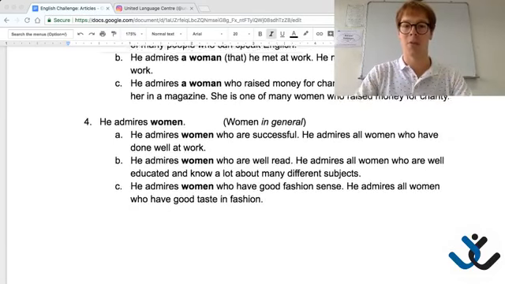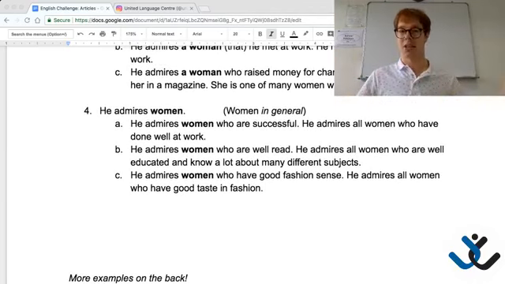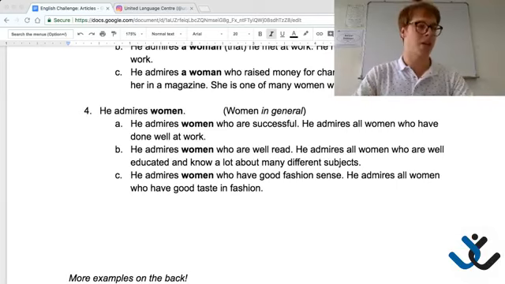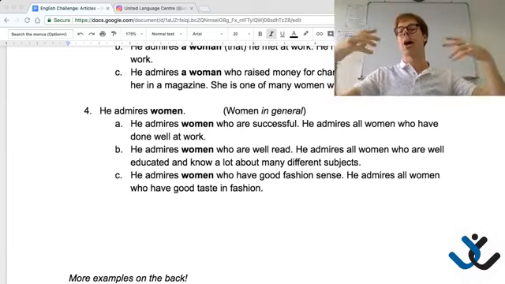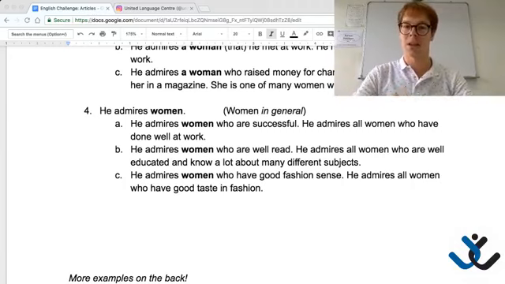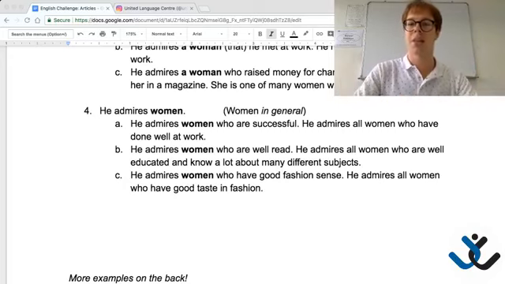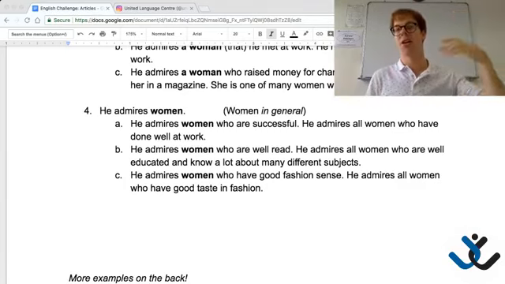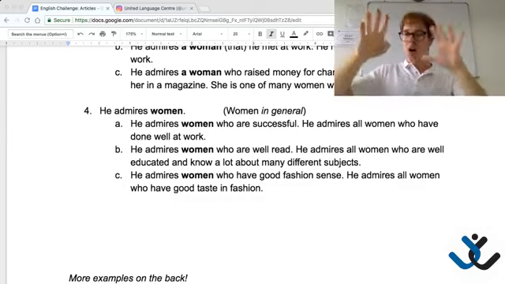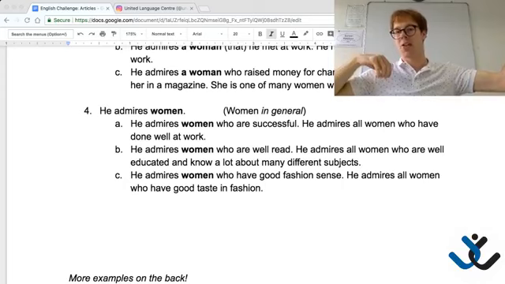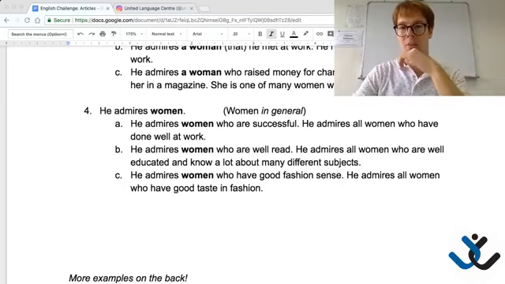Okay, and then for number four, this is women in general. If I say women, he admires women. For my examples, he admires women who are successful. So that's all women, the whole group. He admires all women who have done well at their work. Or he admires women who are well-read. Well-read means someone who is very well-educated and can talk about a variety of subjects. So if I say he admires women who are well-read, we are saying that all women who have that level of education are women that he admires. And last, he admires women who have good fashion sense. So again, it's all women. If you're a woman and you have good fashion sense, he admires you. So those are my general examples.